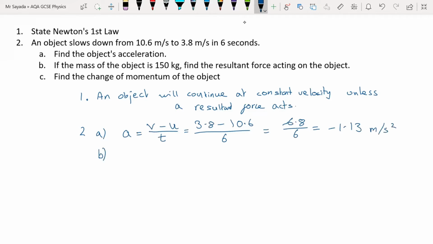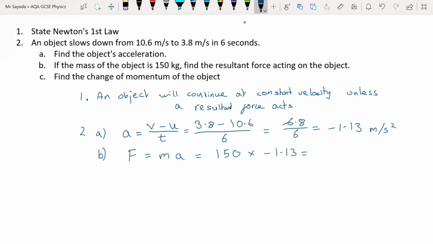For part B, we're finding the resultant force. So for that, we use resultant force is mass times acceleration. That's related to Newton's second law. So 150 times the acceleration that we just worked out. So we times our answer to part A by 150, and that gives minus 170. I used the non-rounded value from my calculator, and that's why I got exactly minus 170.